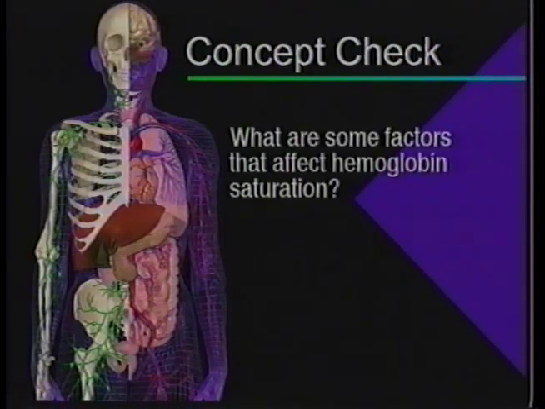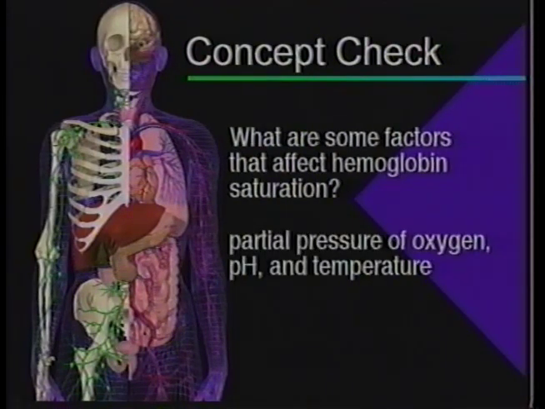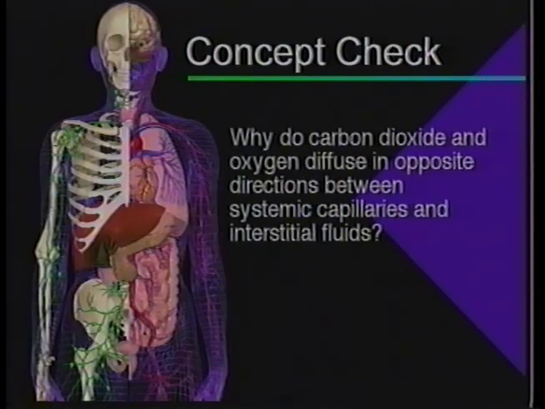What are some factors that affect hemoglobin saturation? Why do carbon dioxide and oxygen diffuse in opposite directions between systemic capillaries and interstitial fluids?